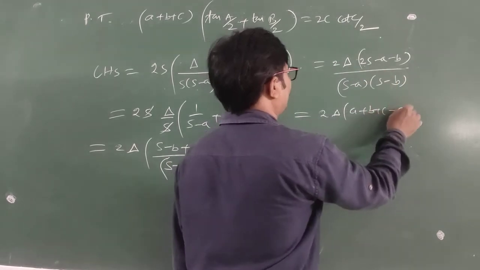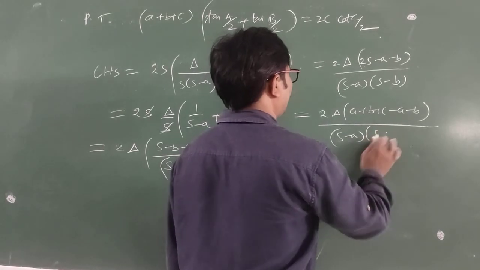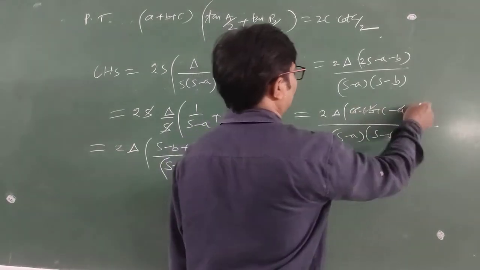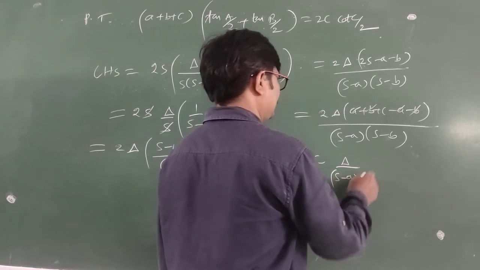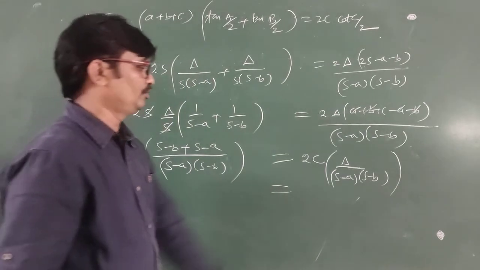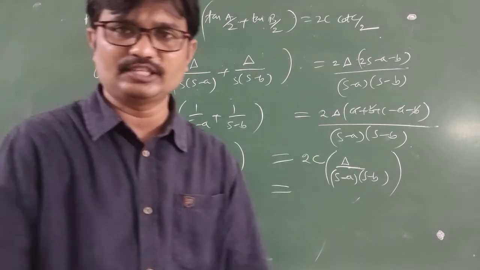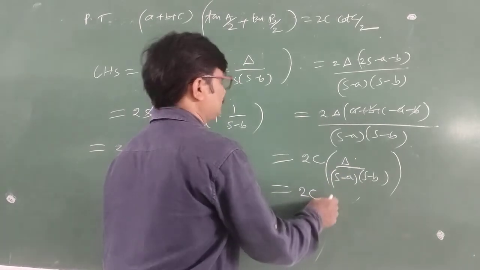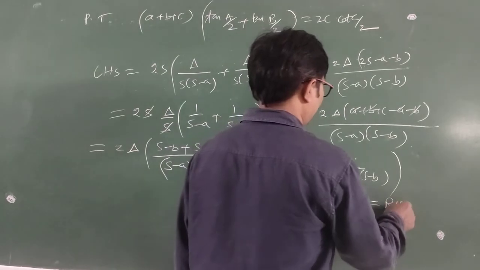2S is a plus b plus c minus a minus b, so S minus a into S minus b. Therefore students, the a and b terms are cancelled. This is 2c by delta by S minus a into S minus b. This is nothing but cot of C by 2. When we take delta here, S minus a into S minus b by delta, that is tan C by 2. 1 by tan C by 2 is the cot of C by 2. This is the right hand side.